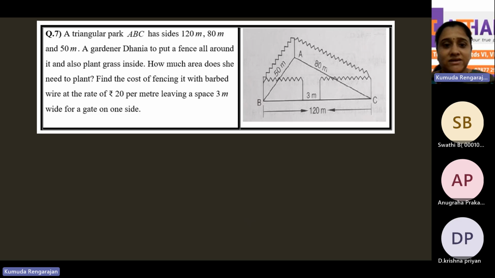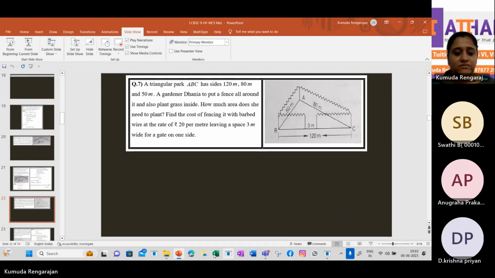Find the cost of fencing it with barbed wire. Have you all seen barbed wire? How it looks like? It's a very common sight, like these empty barren lands. It's like the wire is knotted kind of, no? I don't know what they call it. Okay, you must know what a barbed wire is. That's okay.